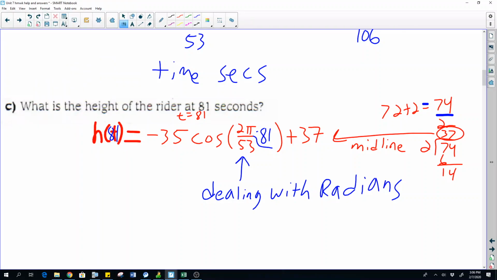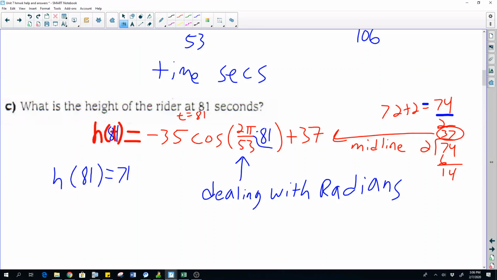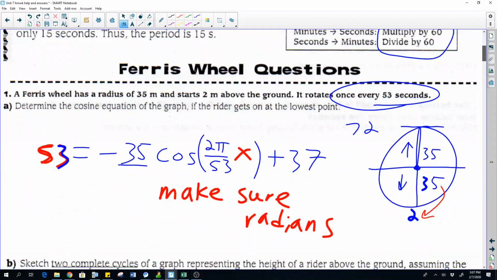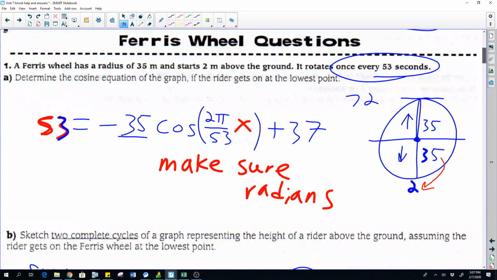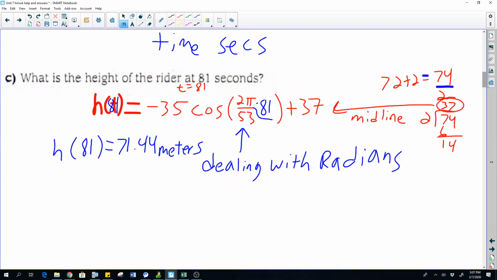So we're going to say that our answer for h of 81, or t equals 81, is 71.44 meters, right? Because we're trying to find the height. I believe it's meters. Let's double check. Meters is always fun for our Ferris wheel. Okay, yep, so that's going to be meters. Cool. So there is our answer for C.